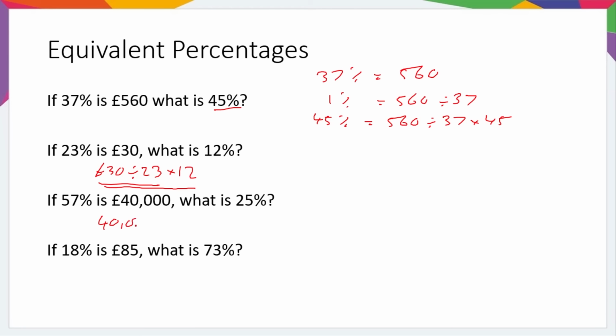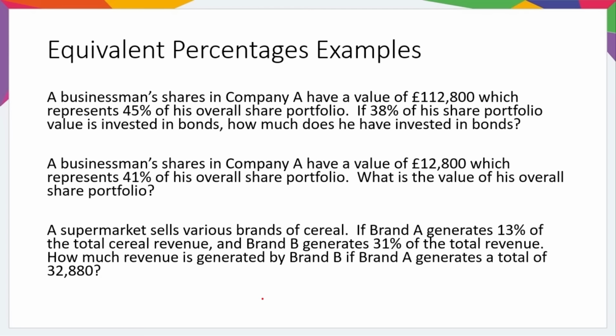The next one is going to be 40,000 divided by 57 to give me 1%. Multiply that by 25 to give me 25%. The final example, £85 divided by 18 gives me 1%. Multiply 1% by 73 gives me my 73%. Job done. So let's have a look at this question.